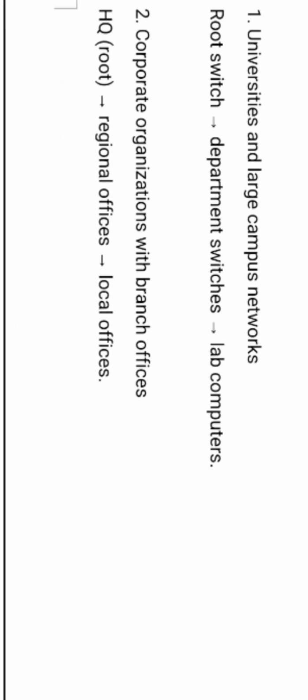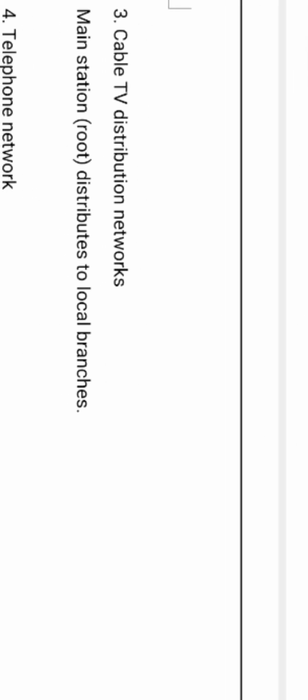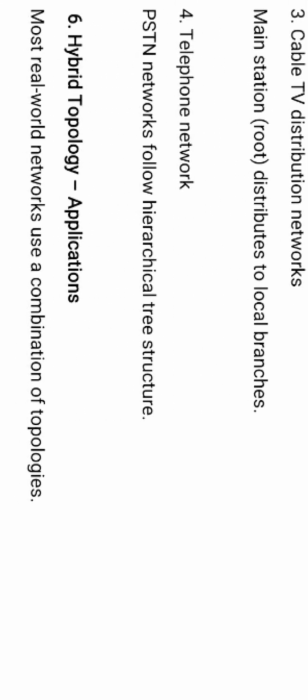Another application of network topology is tree topology. Tree topology is used in large hierarchical networks because it is an organizational structure. We well know a tree is structured and organizes all the data given by the user. The applications of tree topology are very large: universities and large campus networks use it, and corporate organizations with many branches and one head office also use it. Cable TV distribution networks and telephone networks use this topology to connect easily with each other.